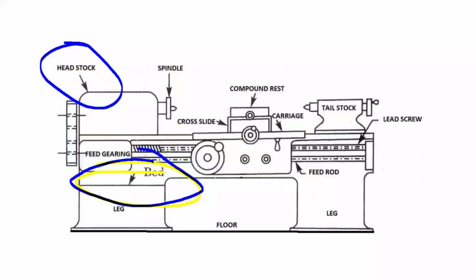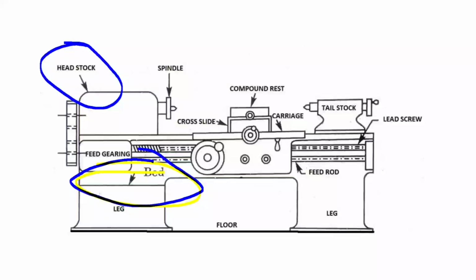The functions of the headstock are as follows. Now let's see what the functions of the headstock are. There are totally three functions of the headstock. First is to support the spindle. The first function is important: it is to support the spindle. Second is to carry the driving mechanism for the workpiece.